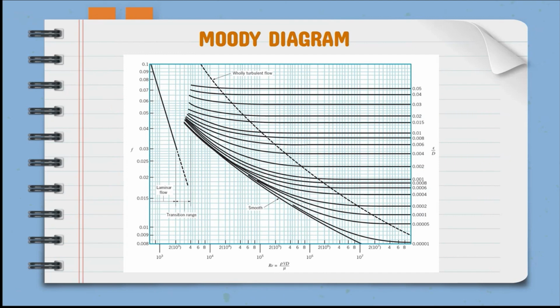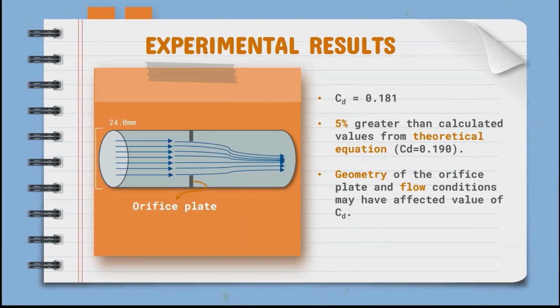Here is a bigger picture of the Moody diagram to calculate the friction coefficient of the rough pipe. For the experimental results, the discharge coefficient was found to be 0.18, which is 5% greater than the value calculated using the theoretical equation. This value is affected by several factors, which can be the geometry of the orifice plate and the flow conditions.